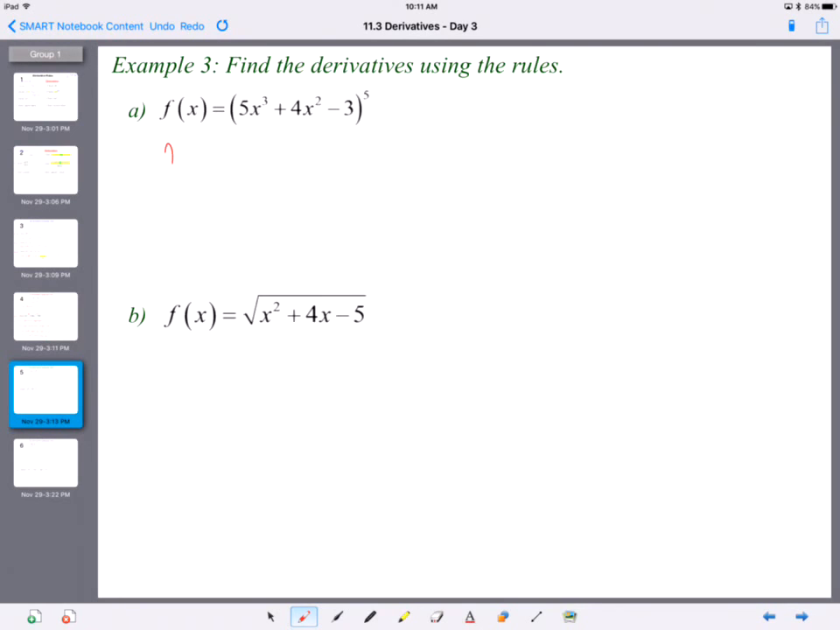So the 5 gets moved to the front, and then you multiply it by the original, which is 5x cubed plus 4x squared minus 3. And then what happens to your exponent of 5? It goes down by 1. But this isn't the end. You also need the derivative of what's being raised to the 5th power. So this will be 15x squared plus 8x, and then your constant is just 0. So this represents the derivative of g of x. This is g of x, and then we moved it as well.